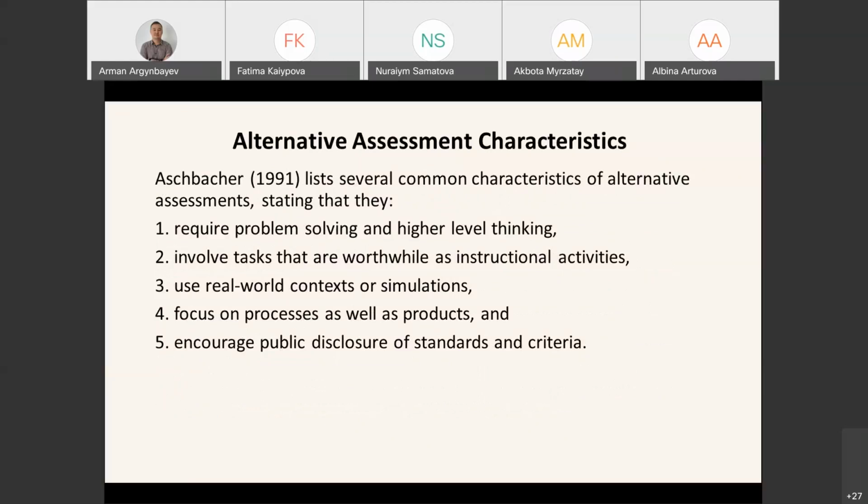Well, don't we use them in traditional assessment? For example, let's say tests or essays. Don't students use a higher level of thinking? Actually, they do. When they write an essay, they have to respond, solve a problem, maybe. Real world context and simulations: again, essays, aren't they real? We write essays in real life as well, at least when we apply for something, or we write reports.